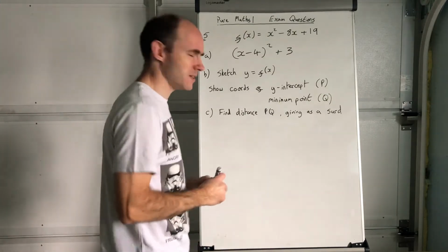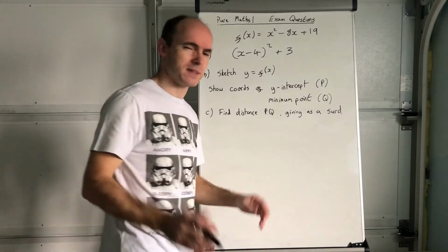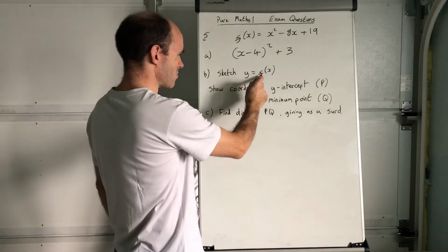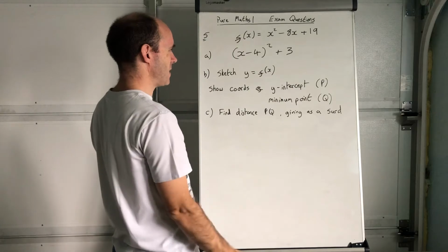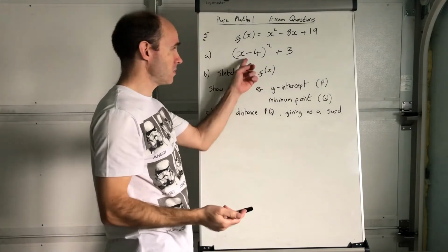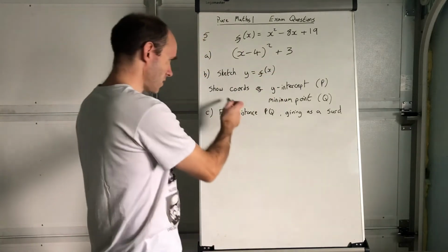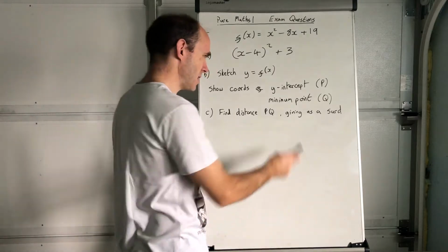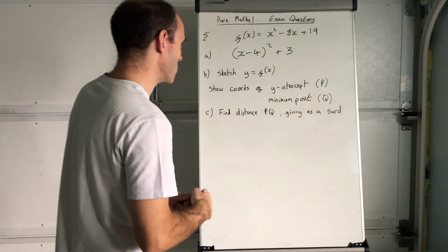Sketch the graph. Oh, who doesn't love a good graph sketch, okay? Well, I love a good graph sketch. Sketch the graph y = f(x). The whole point of asking you to write in this form is to make it easier to sketch. On the sketch, we're going to show the coordinates of the y-intercept, which is called point P, and the minimum point, which is called point Q.